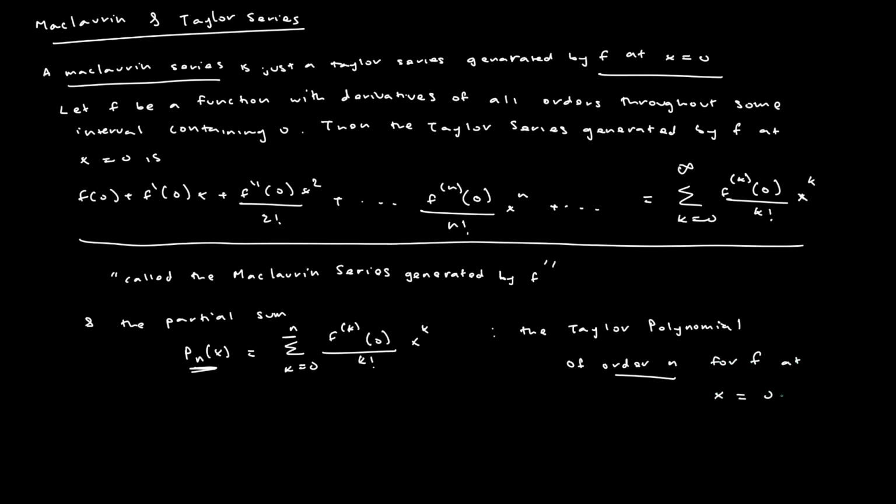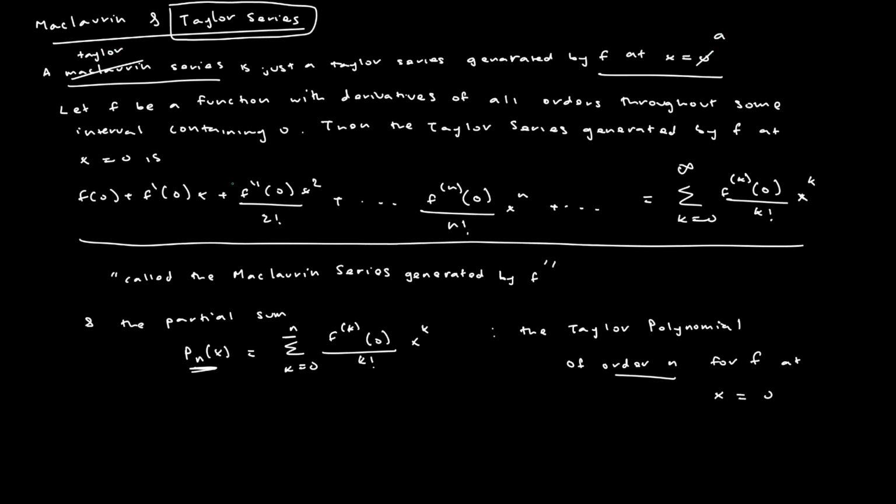And so what's the Maclaurin series and what's the Taylor series? The only difference between the Maclaurin series and the Taylor series is that the Taylor series talks about us centering at anything, like for any general a. So when I talk about a Taylor series, it's the Taylor series generated by f at x equal to some value a. So we're centering at some value a.